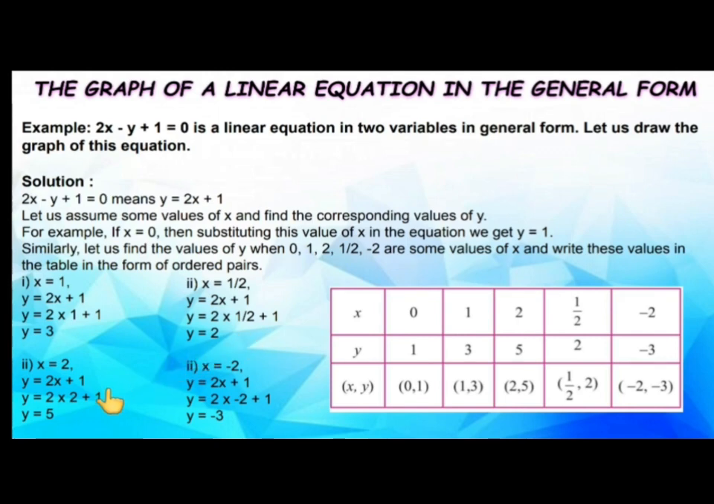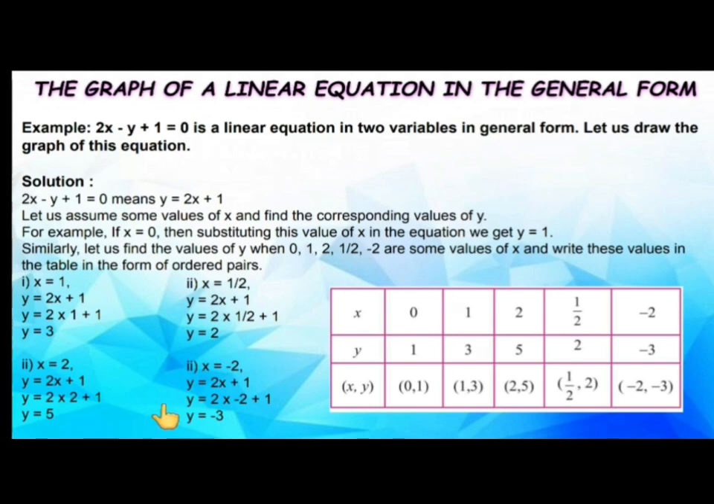Next, we assume the value of x to be 2. So when x equals 2, we substitute this value in the equation y equals 2x plus 1. So in place of x, we write the assumed value of x, that is 2. Therefore, we get the value of y as 5. So when x equals 2, y equals 5.